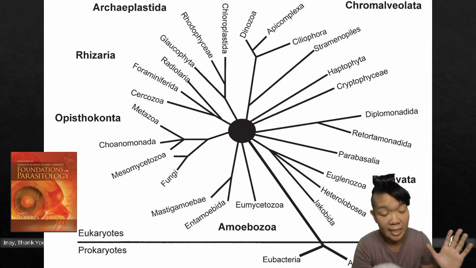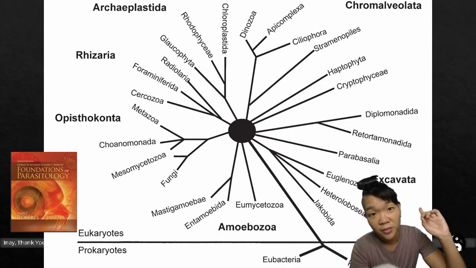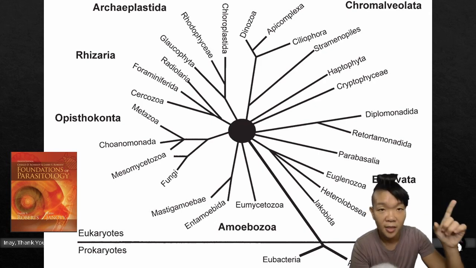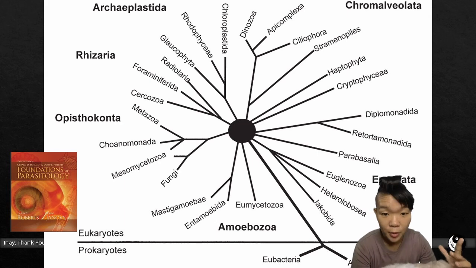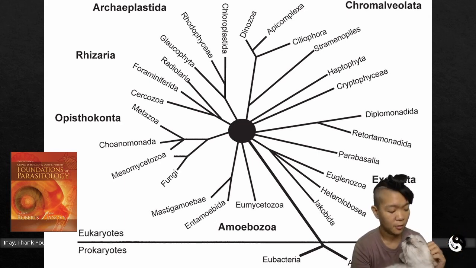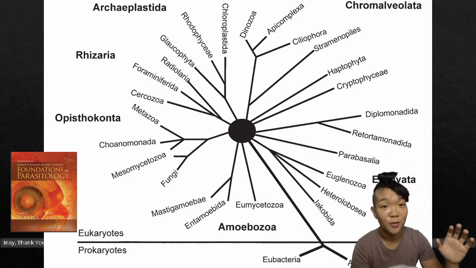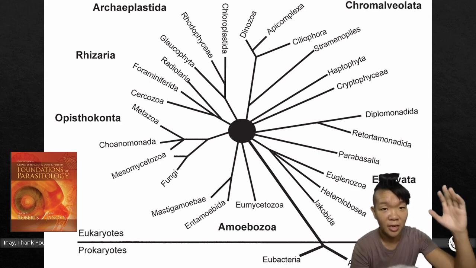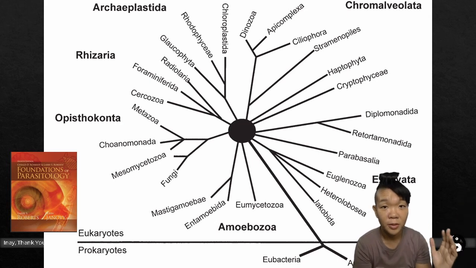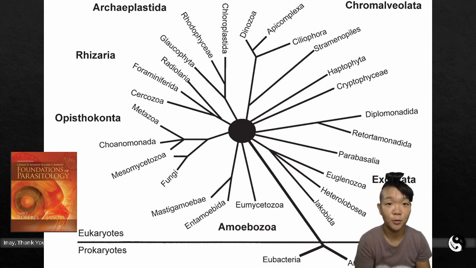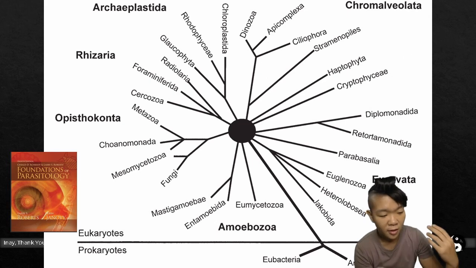For the purposes of this classification, let's just follow this tree that you can find in your book. If we take a closer look at this tree, most of the protists, most of the protozoan parasites that we'll be discussing have been scattered across these different eukaryotic supergroups. For the parasites that we'll be studying, they're spread across the groups Excavata, Chromalveolara, and Amoebozoa.